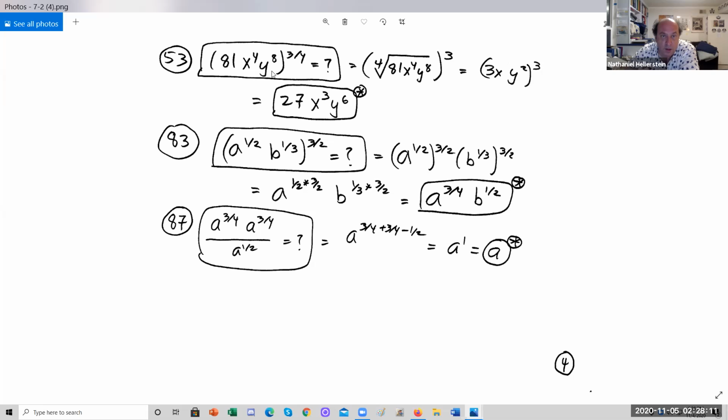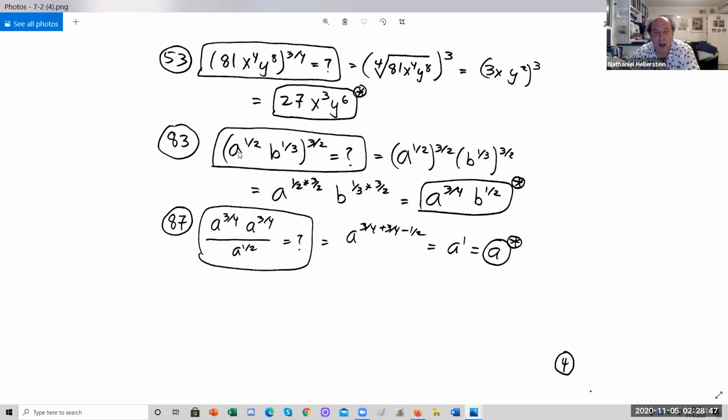81 x to the fourth y to the eighth, to the 3/4 power. All right, well, let's say cube of a fourth root. Okay, fourth root of 81 is 3. Fourth root of x to the fourth is x to the 4 fourths, or x. Fourth root of y to the eighth is y to the 8 fourths, or y squared. So 3xy squared, all cubed. 3 cubed is 27. x cubed is x cubed. y squared cubed is y to the 2 times 3 is 6. So 27 x to the third y to the sixth.